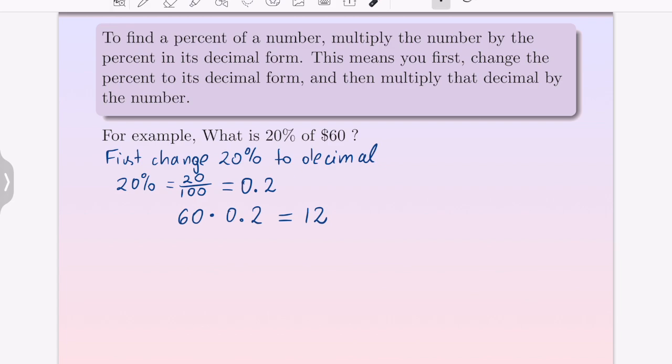So we have $60 times 20% in decimal, which is 0.2, is equal to $12. So this is the amount, this is the percentage, and this is the final amount. That's going to be quite important for now. So to answer what is 20% of 60: it is $12. That would be the answer.